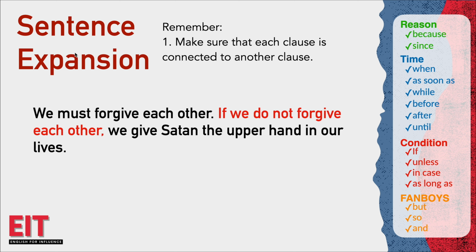The problem is, the second one is not connected to the first one. Did you notice that? Try to isolate them so you can see clearly. We must forgive each other if we do not forgive each other. What? Does it make sense? No, not at all. It is, however, connected to the third clause, an independent clause actually. So, what should we do? Since the first clause and the second clause are not connected, then we should separate them and start a new sentence.